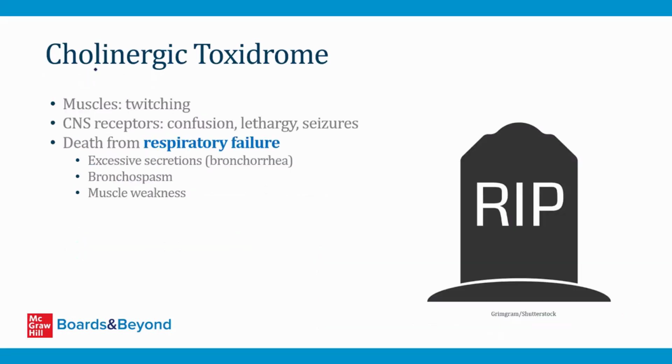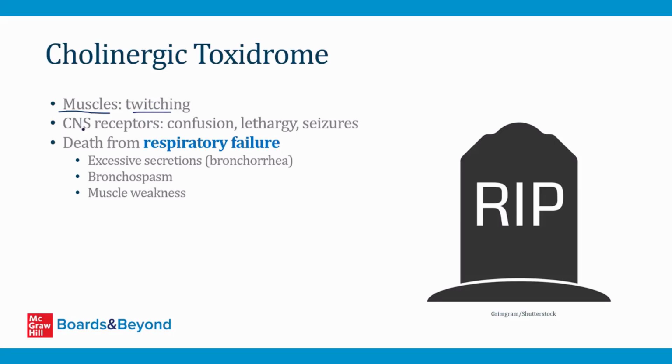Now, as I mentioned, acetylcholine is the major neurotransmitter of the parasympathetic nervous system, but it's also an important neurotransmitter in the somatic nervous system, which involves voluntary control of our muscles. So in a cholinergic toxidrome, when levels of acetylcholine are boosted throughout the body, this will also affect muscles, and patients can develop muscle twitching from acetylcholine binding to nicotinic receptors on muscle fibers.